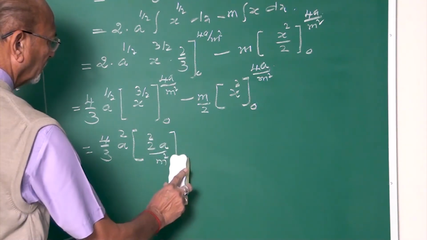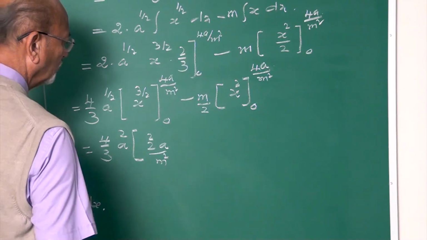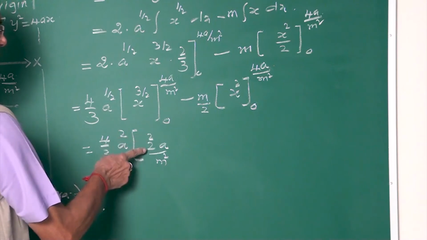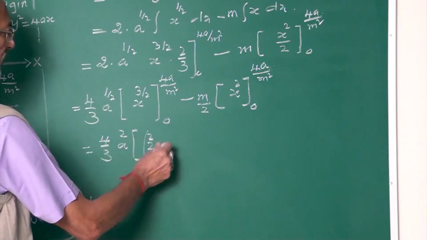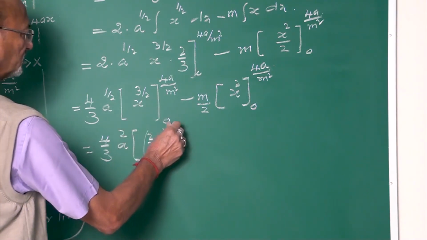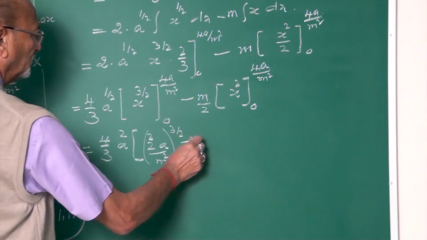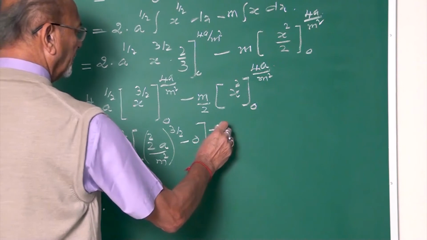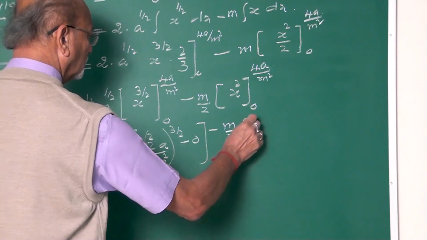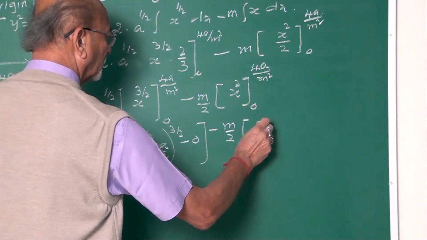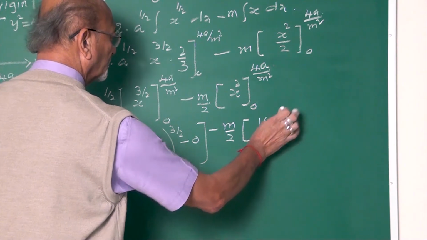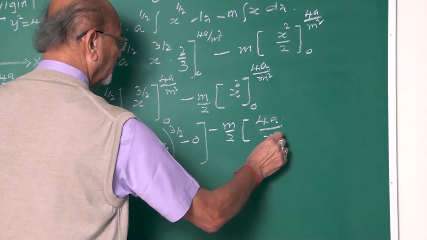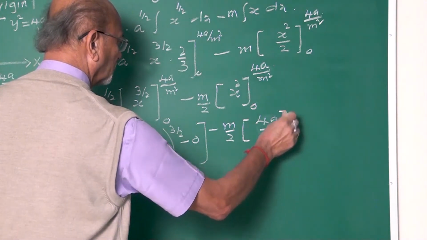Putting x equal to 4a upon m square. 4 can be written as 2 square, so this becomes 2 square a to the power 3 by 2, minus the lower limit, where x is 0, minus m by 2 times 4a upon m square, squared, 16. Otherwise, you can write it in one line: 4a upon m square, 4 square, 4 square.